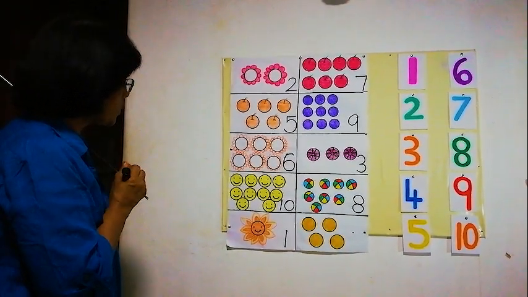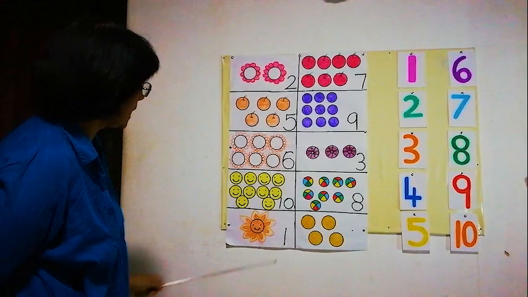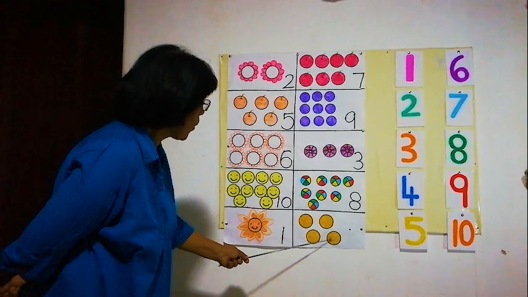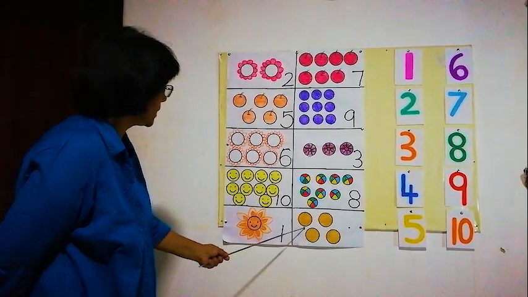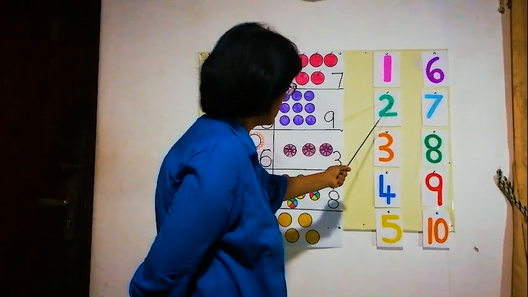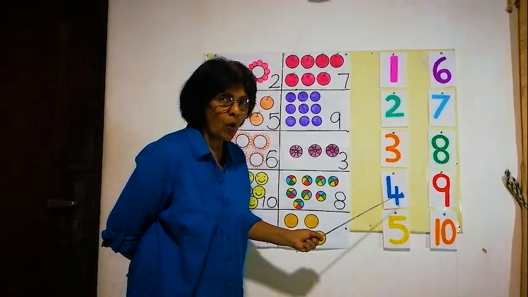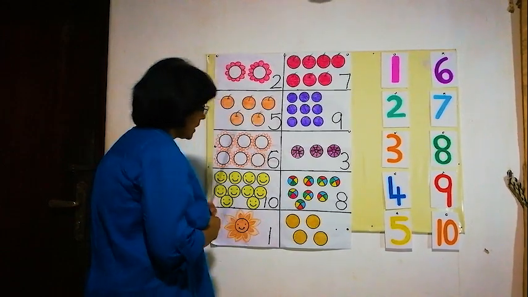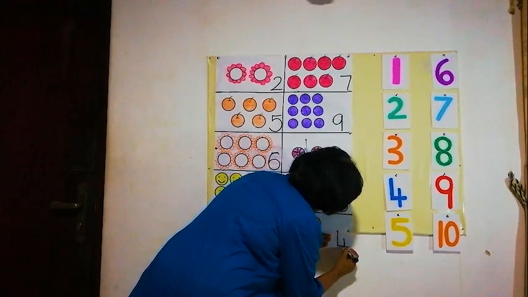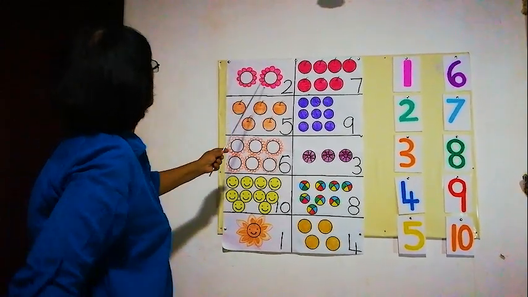Right? The next one, some biscuits. We'll see how many biscuits are there. 1, 2, 3, 4. 4 biscuits here. Where's number 4? Here. Yes, here, number 4. 4 biscuits here. We'll write here number 4.